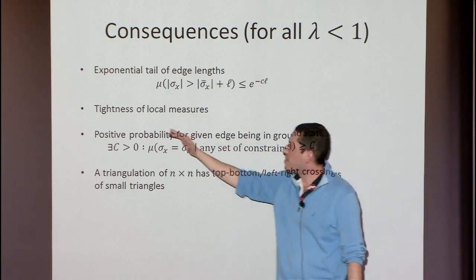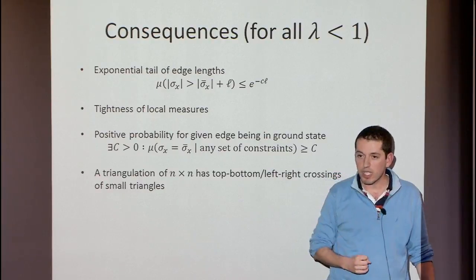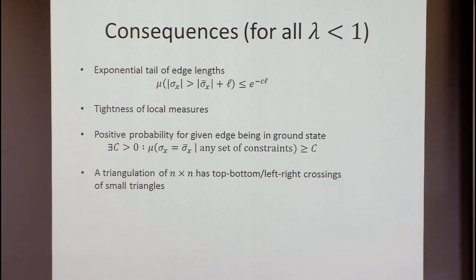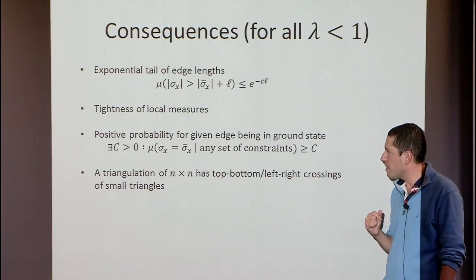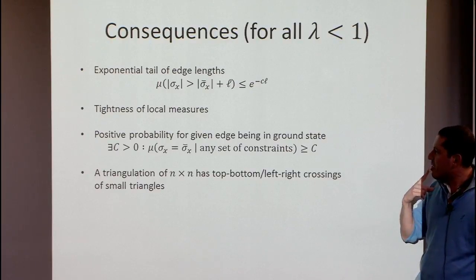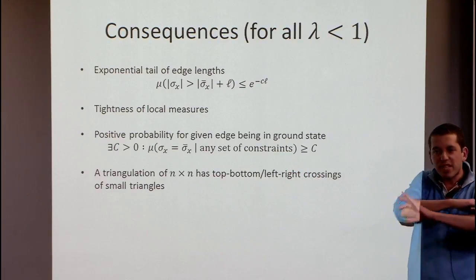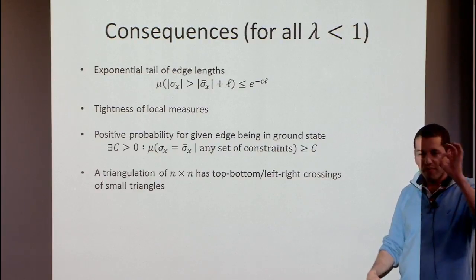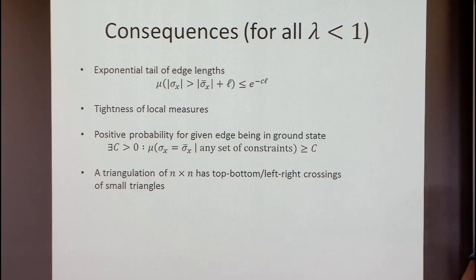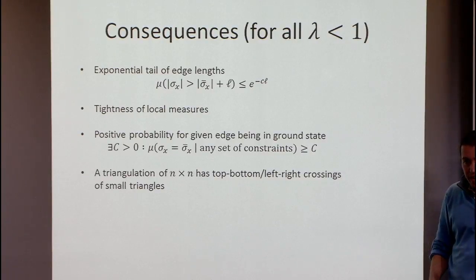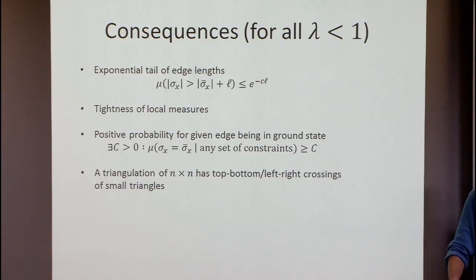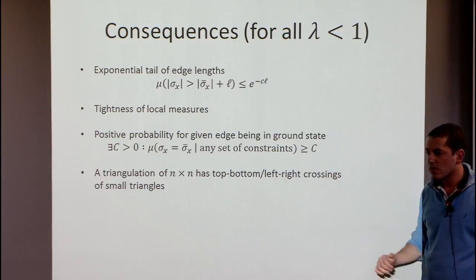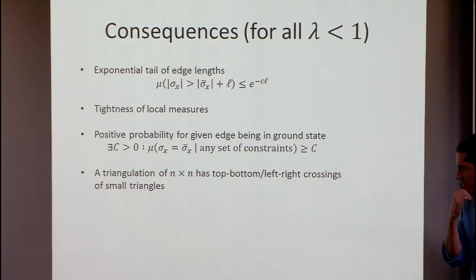But at least we're able to prove tightness of this local measure. So we know that at least subsequential limits exist, but we cannot prove that they are unique, that there is only one. Another thing that we can show is that if you give me any set of constraint edges, arbitrarily large, as strange as you want, and you give me a midpoint that's not part of the constraint, the Lyapunov function implies that the probability, according to the stationary measure and given the set of constraints, that this edge is at its minimal value is bounded away from zero. This constant C depends only on lambda. That's also a quite useful fact.